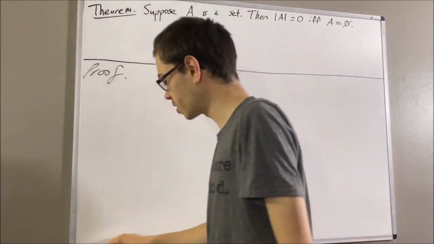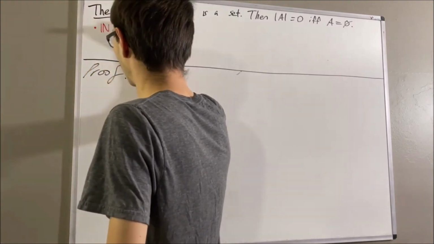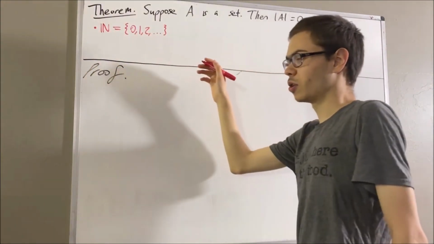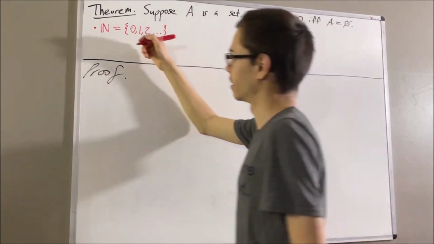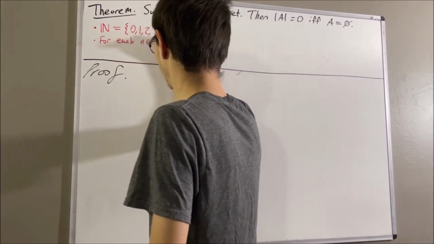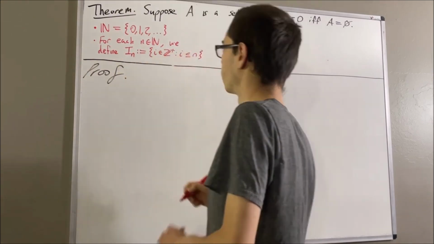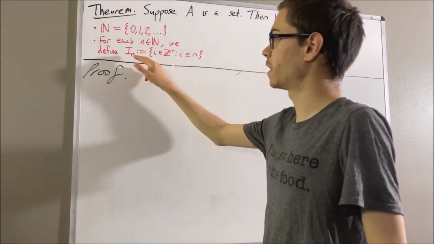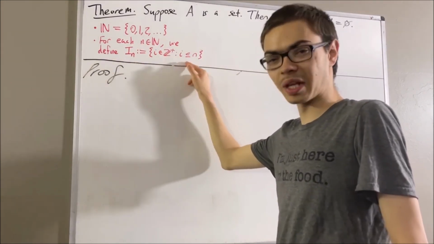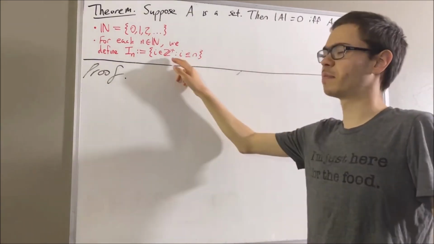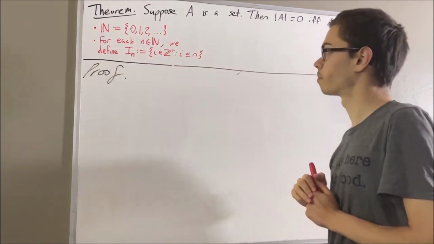Now, for our purposes, we are going to say that the natural numbers includes 0. And second, we're going to say for each natural number n, we define the following set. For each natural number n, we define the set In to be the set of all positive integers less than or equal to n. And remember, the positive integers is basically just the natural numbers, not including 0.